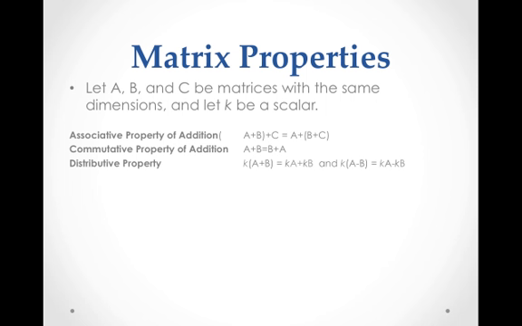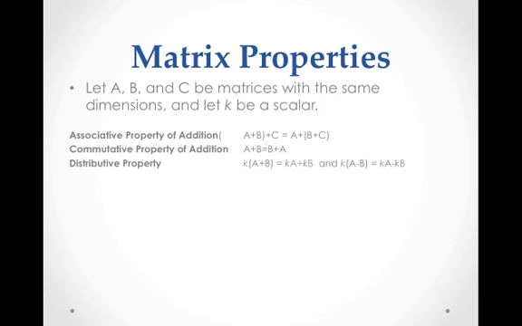Okay, matrix properties. Let A, B, and C be matrices, and this brings up a good point. When you name a matrix, you use an uppercase variable. So notice that we have capital A, capital B, and capital C with the same dimensions, and let K, lowercase k, be a scalar, just a number.